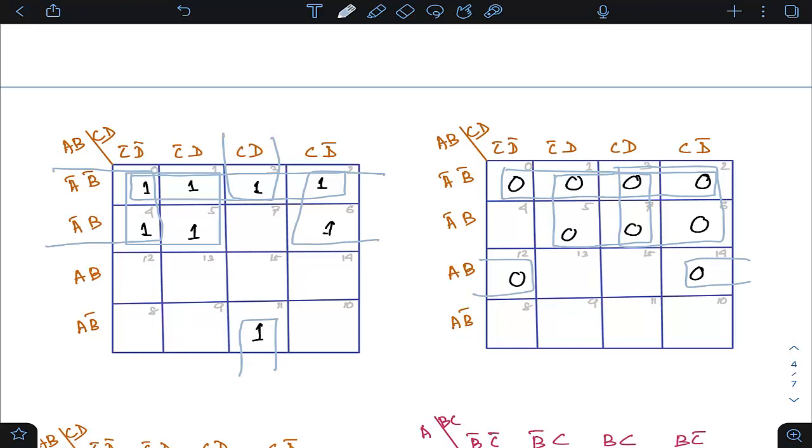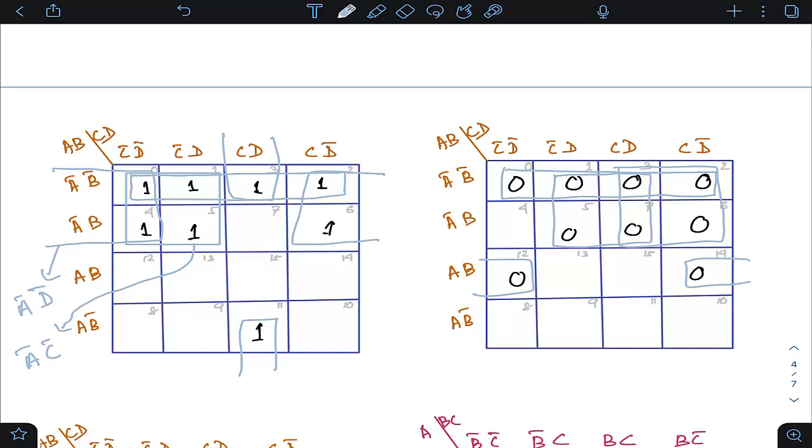So if I write the answer for this one, this is under these two rows. So from the row, A bar is constant. So you get A bar. And from these two columns, what is constant? D bar is constant. So you get A bar D bar. Now what you get for this one? You see these two rows, these two columns. From the row A bar is constant and from the column C bar is constant. So you get A bar C bar. Yes or no? A bar C bar.